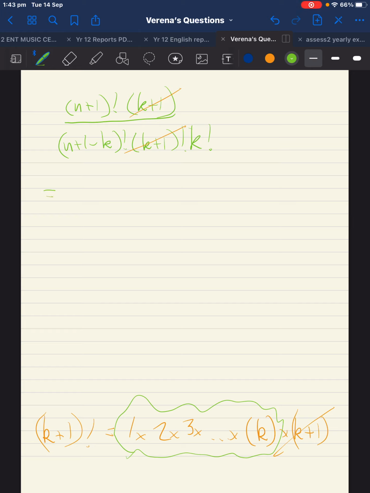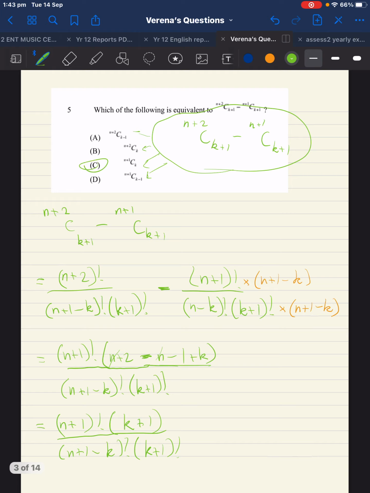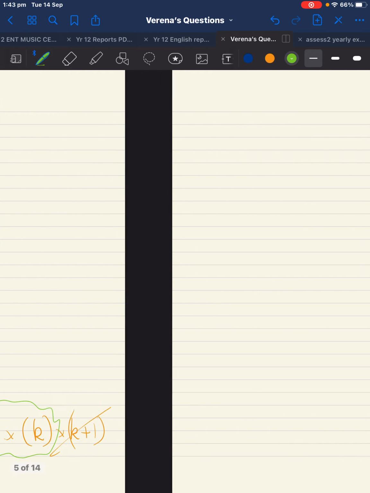So we end up with n plus 1 factorial all over n plus 1 minus k factorial times k factorial. This, of course, is just n plus 1 choose k, which if we go back, it was answer C. So that was question 5.